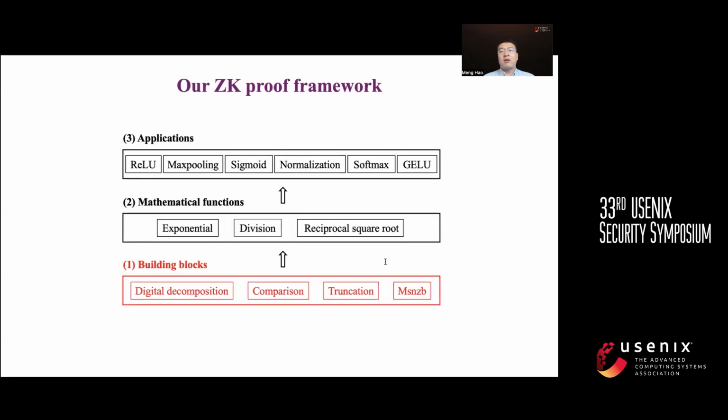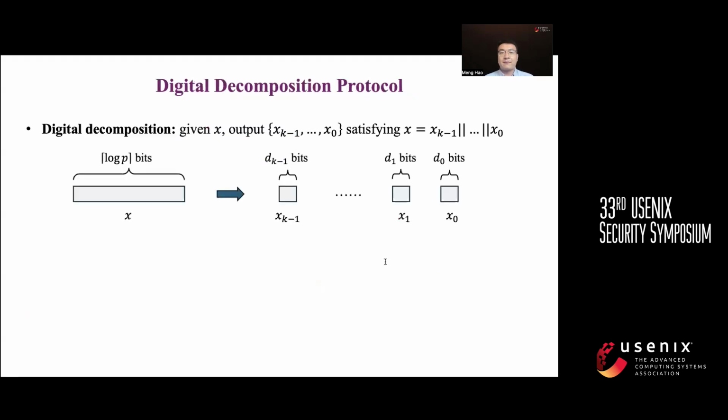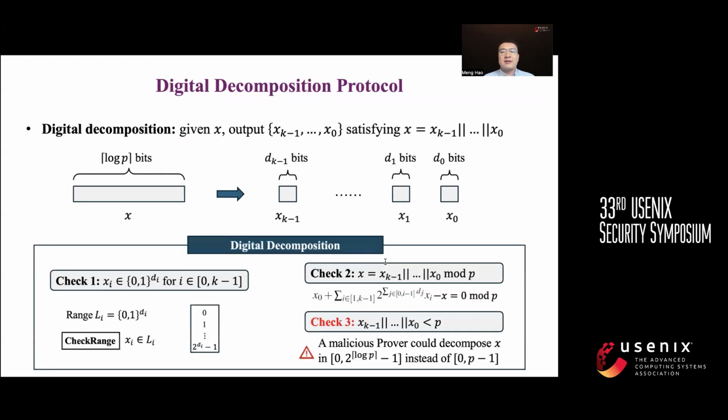So the most important part of our framework is building blocks. We take digital decomposition and comparison as examples. To address the prohibitively large size of lookup in machine learning applications, a natural idea is to decompose the input x into several small digits x0 up to x sub k minus 1. We formalize this operation as digital decomposition.